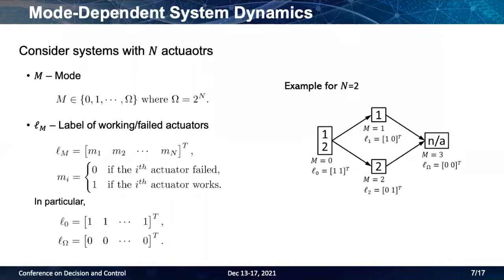We consider systems with N actuators. M denotes the mode, and L_M labels the working and failed actuators using zeros and ones. An example of all possible failure scenarios for N equal to 2 is shown on the right. The numbers in the boxes label the working actuators.